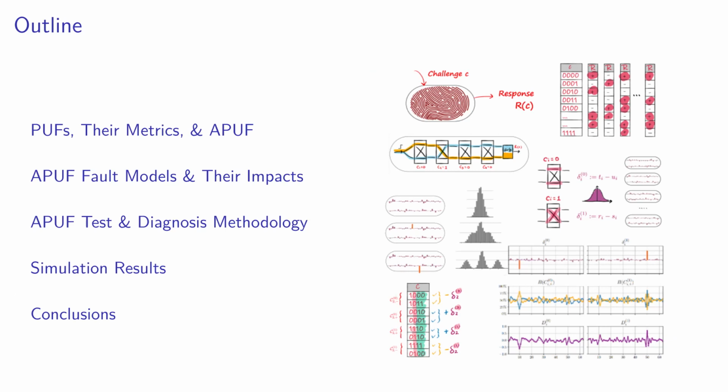First, I will talk about the general model of physically unclonable functions, known as PUFs, as well as their metrics. Then I will discuss arbiter PUFs, their fault models, and our test and diagnosis methodology. I'll conclude with results from the simulations of our methods.